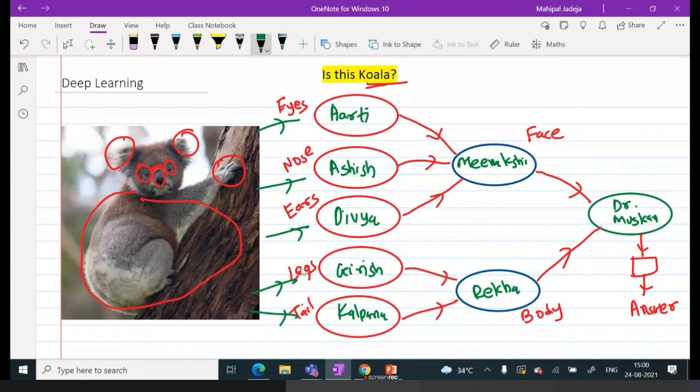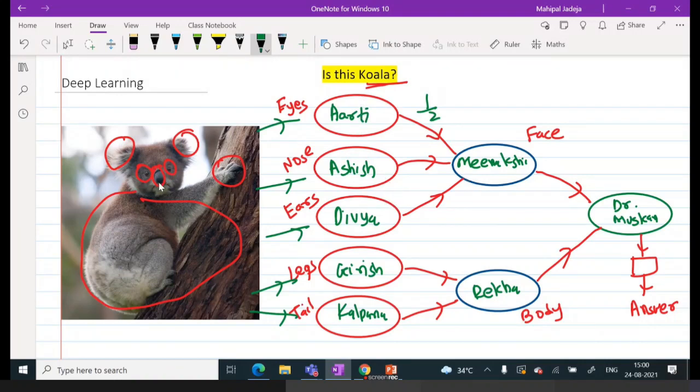So they are taking these inputs, and Aarti will multiply some number with these particular inputs so that she can give her prediction to Meenakshi. So let's say Aarti is sending the number 1 by 2. That means in some sense she is saying 50-50. There is a 50% chance that these eyes belong to a koala animal.